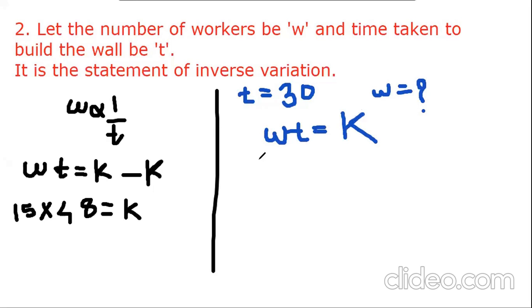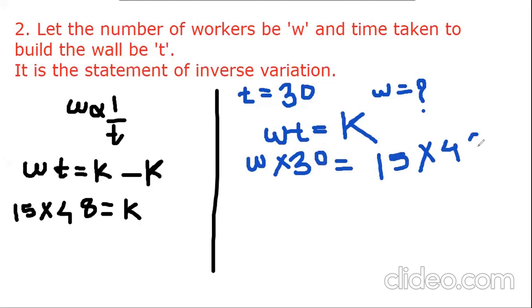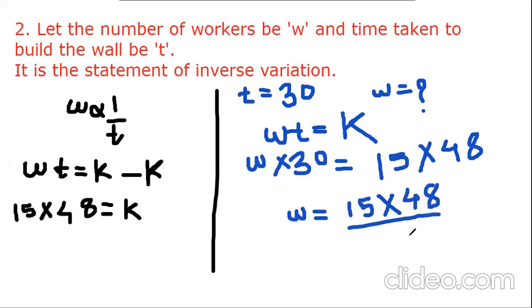Then W is what? We have to find out W. T is 30. And K किती मिळालं तुम्हाला? K is already you have for 15 into 48. 15 आहे ते लक्ष द्या. Therefore, W is equal to, आता 30 तिकडे घेऊन जा. What will happen, guys? It will be in the denominator. So 15 into 48 upon 30.